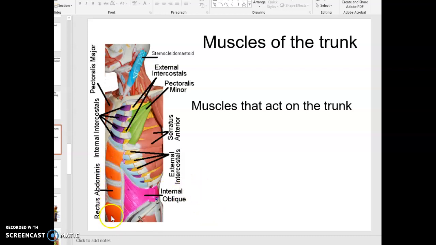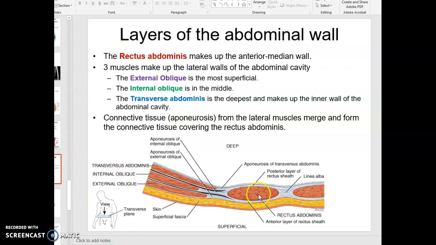So the rectus abdominis with the transverse intersections and the linea alba are right here. And all of the muscles here are going to actually attach there. So here's the rectus abdominis, the external oblique, internal oblique, and transverse abdominis are right here. They're all going to attach to the linea alba.